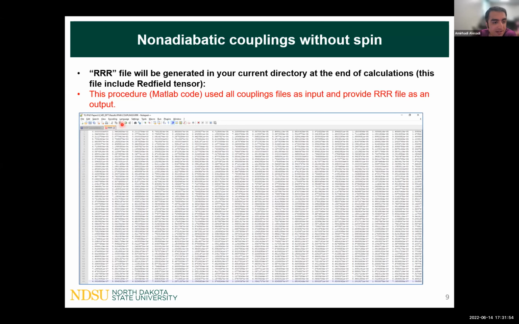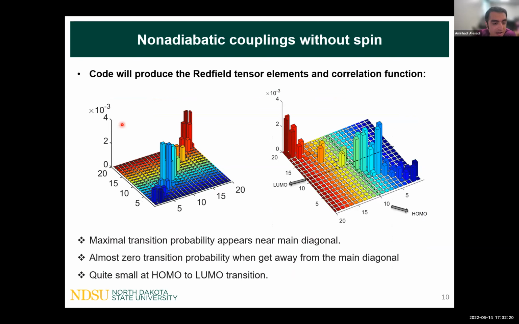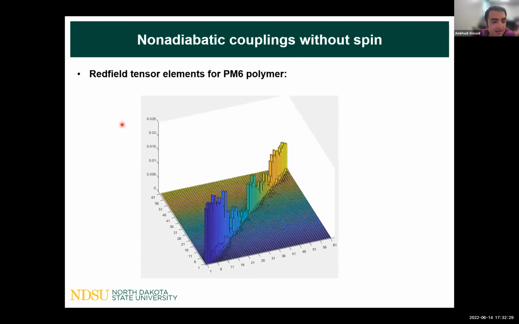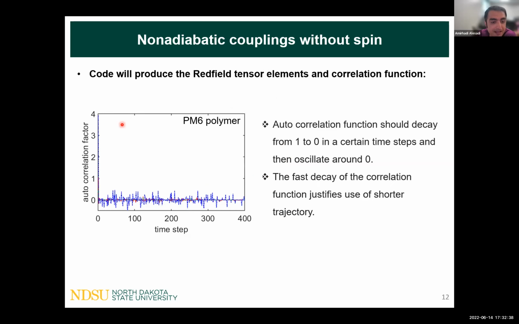And after running that, you will have the RRR file, which has the Redfield tensor elements in this matrix. It is a square matrix, and its size should be the same as the number of rows in the energy pop file, actually the number of orbitals that you specify for the coupling calculations. I think it's redundant, but we can have the visualization of the tensor elements. And this is the Redfield tensor for this PM6 3D condensed polymer, as you can see here.